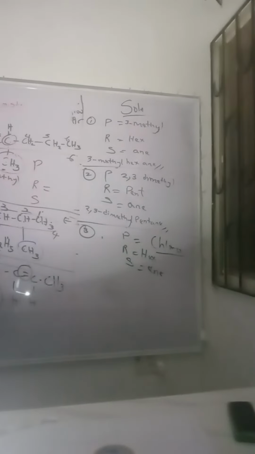So tell me, which of the rules will you use to number here? Is it rule 1, 2, or 3? Type it out. I gave you 3 rules: the branch rule, the congestion rule, and the functional group rule. Which rule will you use? Rule 3, okay. Let's see your answers. Correct, that's rule 3. You guys are really smart.